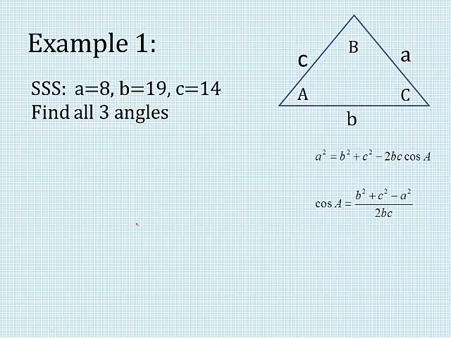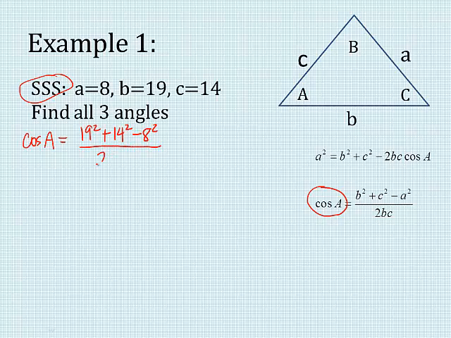All right, so let's look at this. Side, side, side. Notice I don't have any angles. I have to find my angles. I couldn't use law of sines because I have to know the angles, so I can use law of cosines. So what I'm going to do is use this second formula down here. Let's find angle A first. Cosine of A equals b squared, that's 19 squared, plus 14 squared, minus 8 squared, over 2 times b times c.